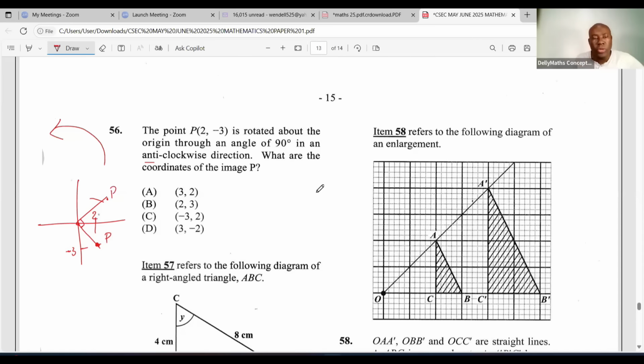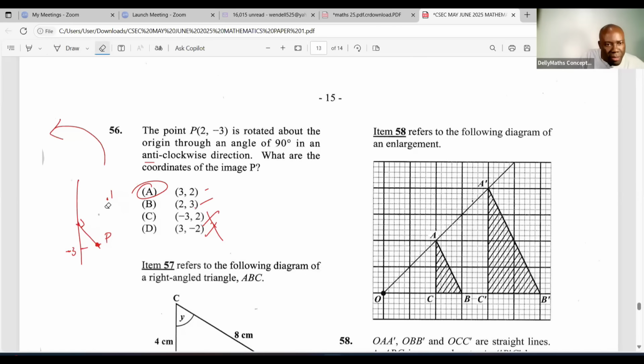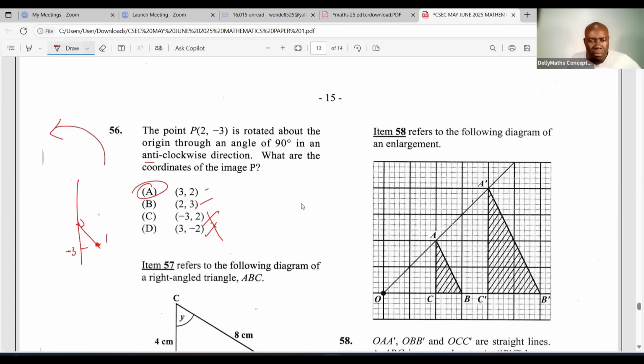So what happens when you rotate? You flip and change sides. So it's going to be 3, 2, because it's going to be all positive. You could see that everything is positive here, so you know it's going to be all positive. It's either this or this, but it's not like it remained the same. No, they flip and then they change sign. So we're good with that. It's going to be right there. So the answer is +3, +2.